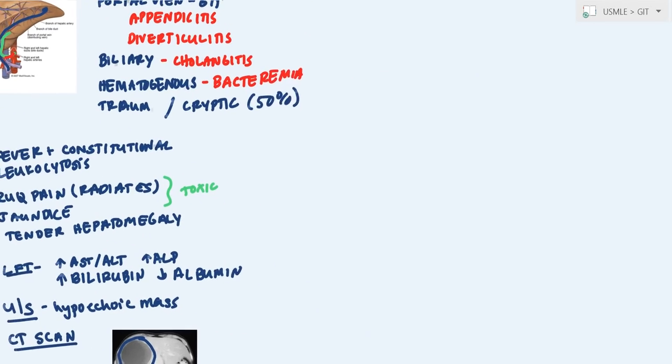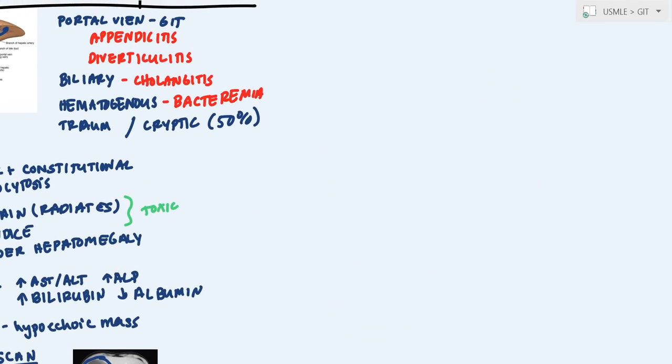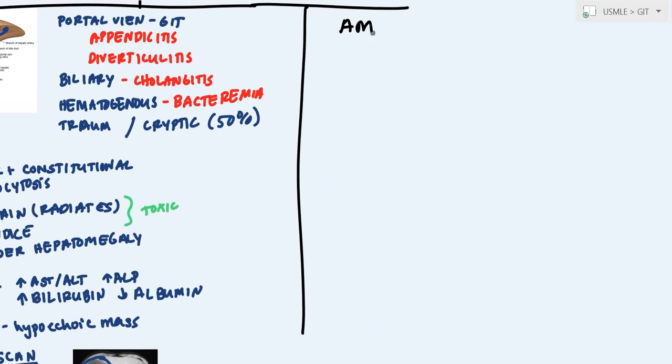So the next one we're going to go to is the amoebic. So in the amoebic, like we discussed before, this is called Entamoeba histolytica. How do you get it? It's due to food that's contaminated with feces of the cyst, and the cyst will go into the cecum.